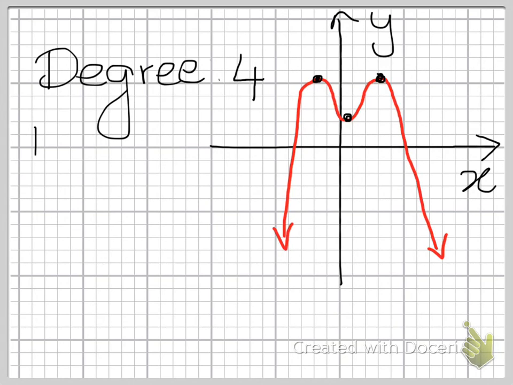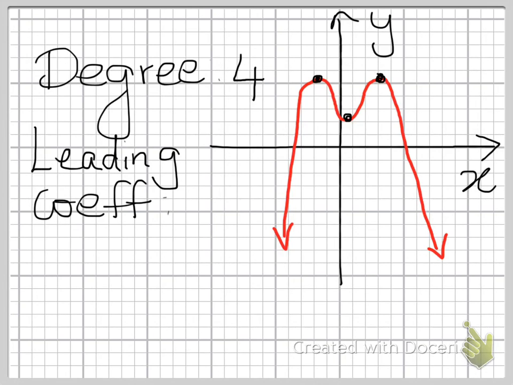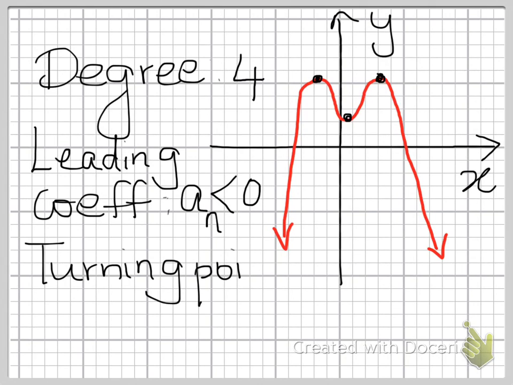What about the leading coefficient? The leading coefficient is a sub n. In this case, both ends are pointing downwards. So think about y equal to negative x squared. So the leading coefficient is going to be a sub n less than 0. Remember, we don't know what the equation for this function is. So we are going to try to see if we can come up with some properties of what that function would look like. So number of turning points equal to 3.